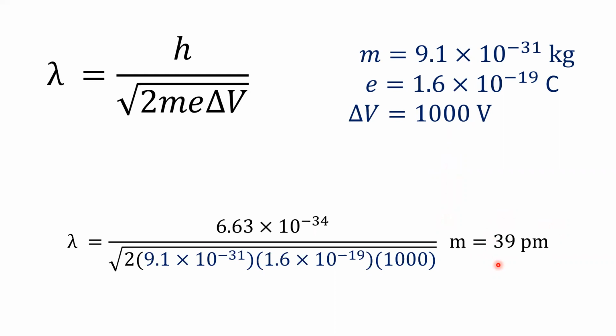Remember, a micrometer is a millionth, a nanometer is a billionth, and a picometer is a trillionth. I believe I did that right. Yeah, a femtometer is 10 to the negative 15th. So 39 picometers. I love that word. It's like saying a cute little picometer. Okay, well, why is this number useful?